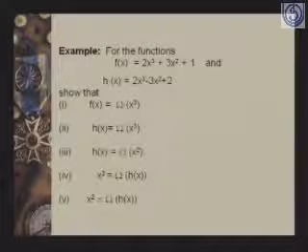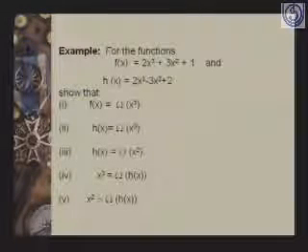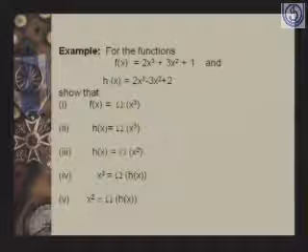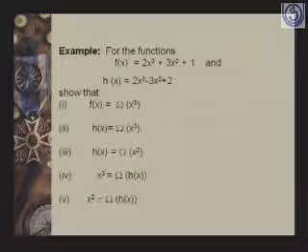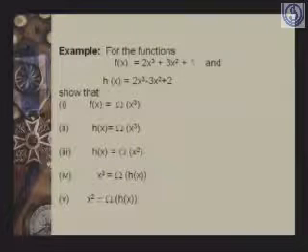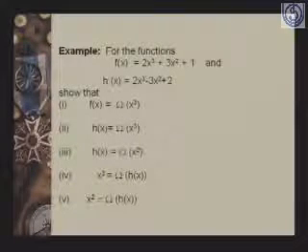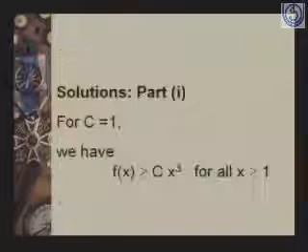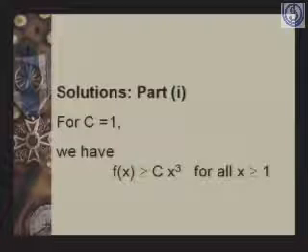For a function f(x) equal to 2x³ + 3x + 1 and h(x) equal to 2x³ − 3x² + 2, show that f(x) is big omega x³. For this problem, f(x) is equal to big omega x³. What do we have to do? Please look at the next slide. In this case, we have f(x) greater than or equal to cx³ for all x greater than 1. Here the inequalities have been changed as compared to the previous case.